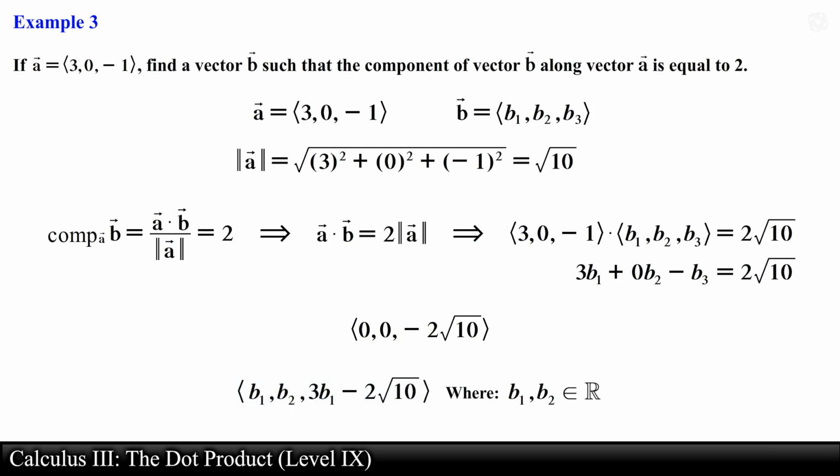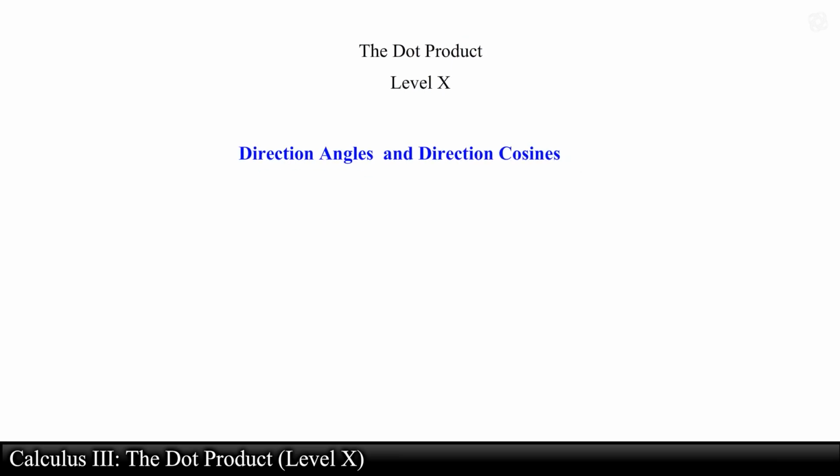Alright, in our next video, we will cover direction cosines. The dot product, level 10. In this video, we will go over our second application of the dot product.